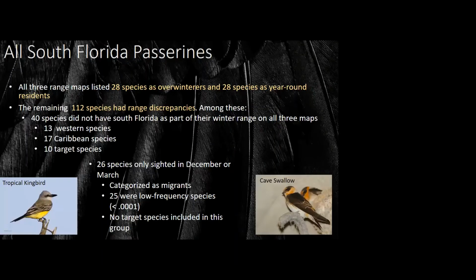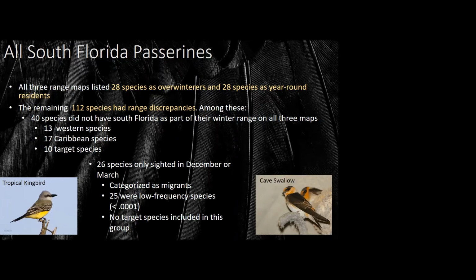And the results. In terms of all the South Florida passerines that I was looking at, all 3 range maps listed 28 species, so they were in agreement that 28 species were overwinterers in South Florida and 28 species were year-round residents. The remaining 112 species had range discrepancies.